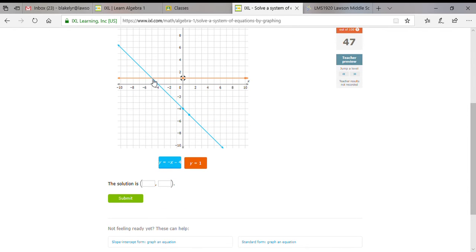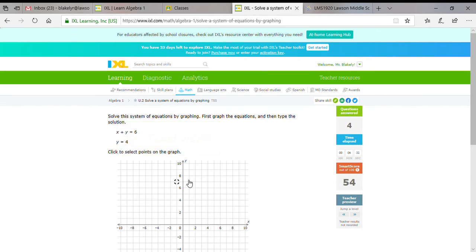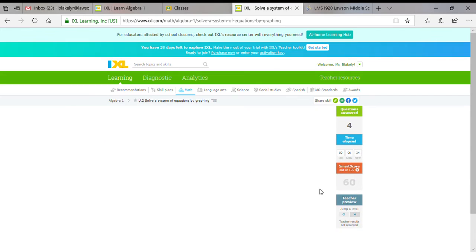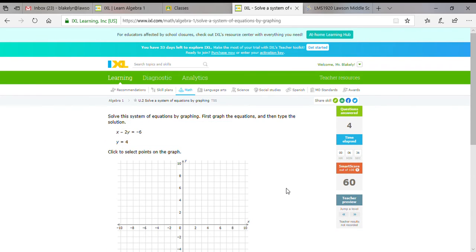So our point of intersection, again, over here in quadrant 2, 1, 2, 3, 4, 5, -5, +1, and did a good job there. So I'm going to jump ahead another level, maybe 2 levels, and see what happens.